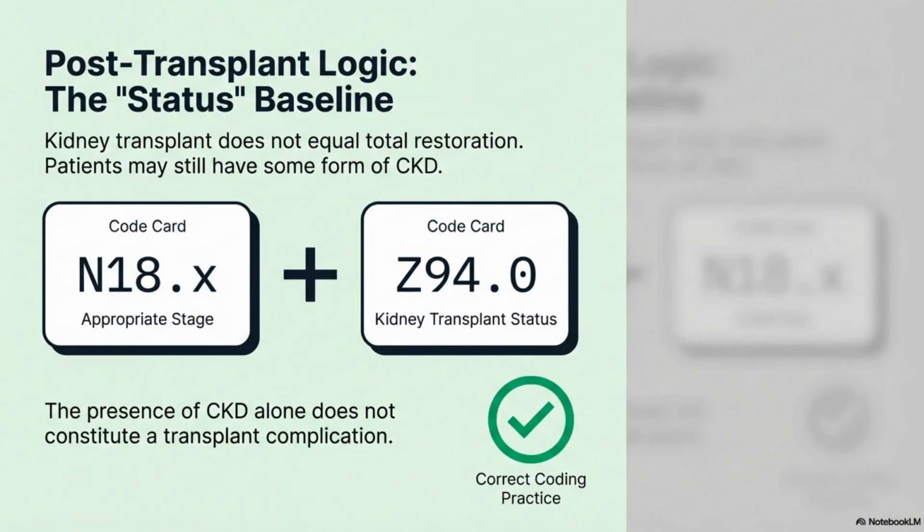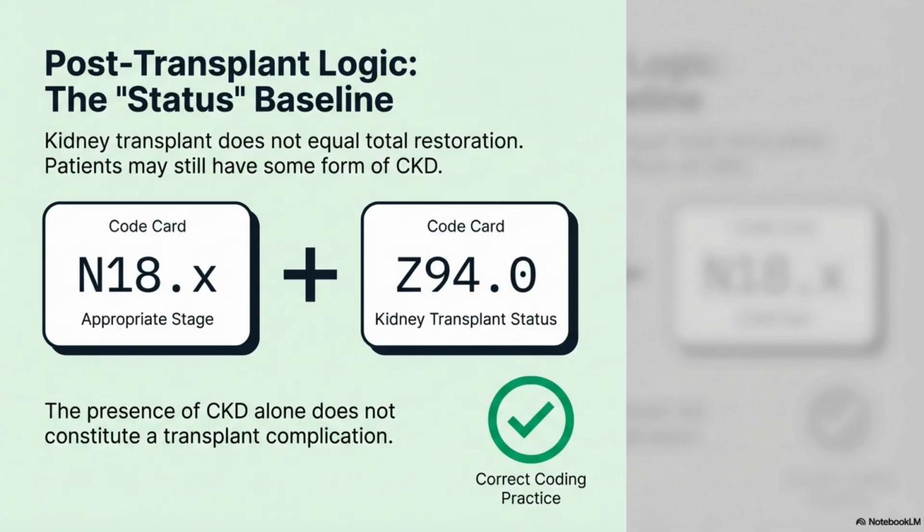Let's move into transplant logic, because this is an area where coders often hesitate. A kidney transplant does not mean the patient's kidney function is fully restored. Many transplant recipients still have some degree of CKD, and if the provider documents a stage, you code it using the N18 category. Then you add Z94.0, which indicates kidney transplant status.